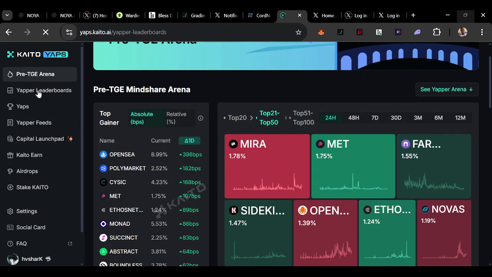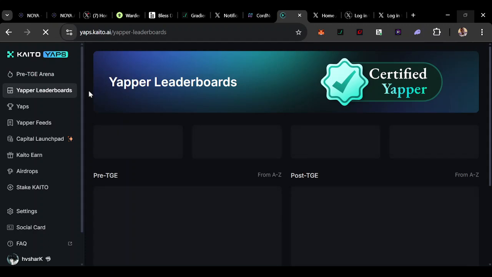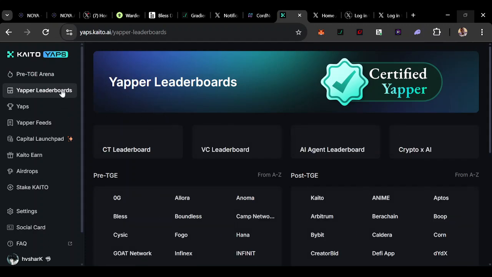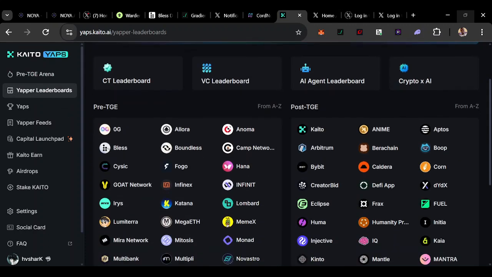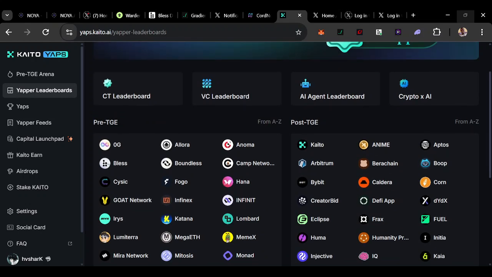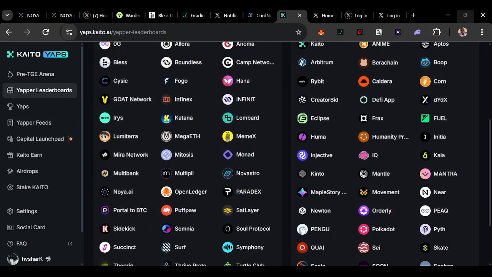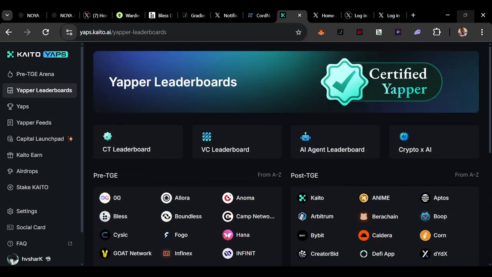This Yapper Leaderboard shows you the different projects. Here you have pre-TGE and we have post-TGE. Pre-TGE are the ones that are yet to launch, while post are the ones that are already launched. So you can see a number of them. That's that. Now let's go to Yaps.